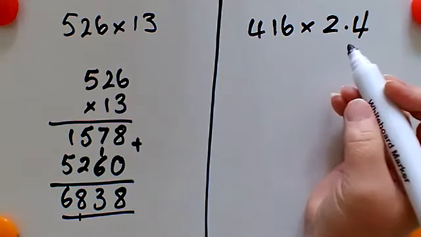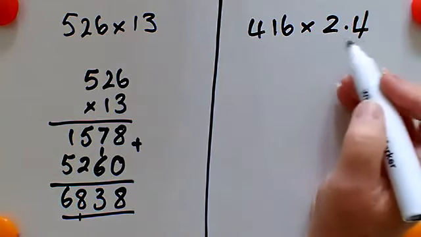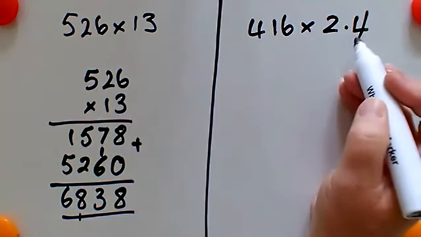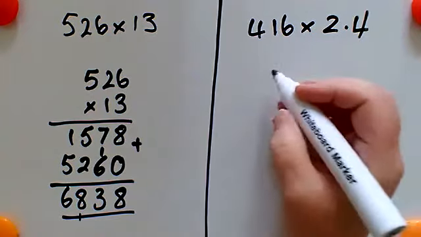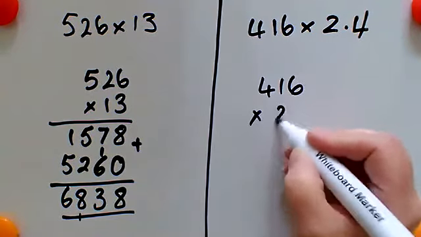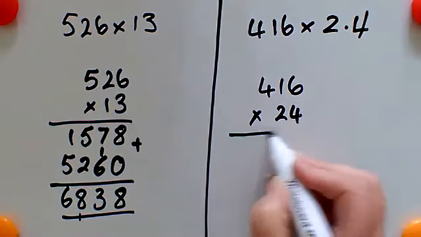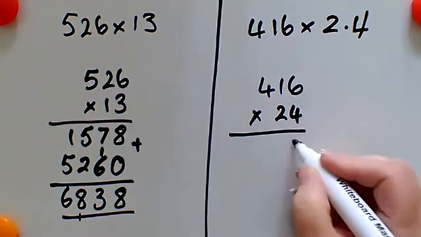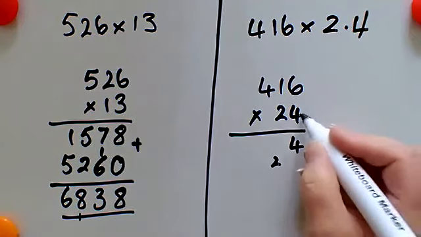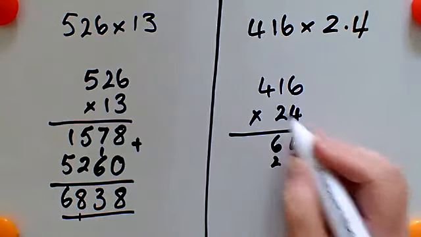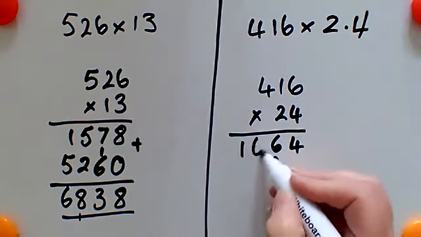Now we're going to work with decimals. Now, the way I think about this is I ignore the decimals to start off with, and then I will put that decimal position back in at the end. So 416 multiplied by 24. So again, I'll start in the units. 4 times 6 is 24. 4 times 1 is 4, plus the 2 is 6, and 4 times 4 is 16.